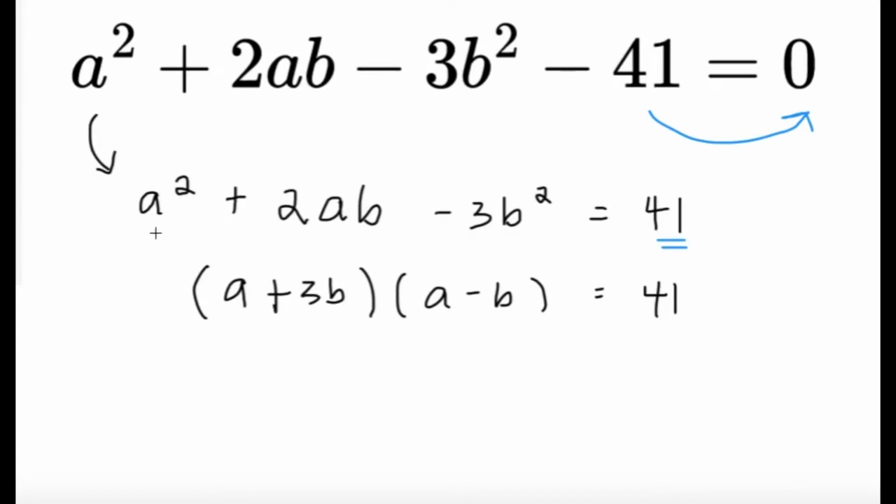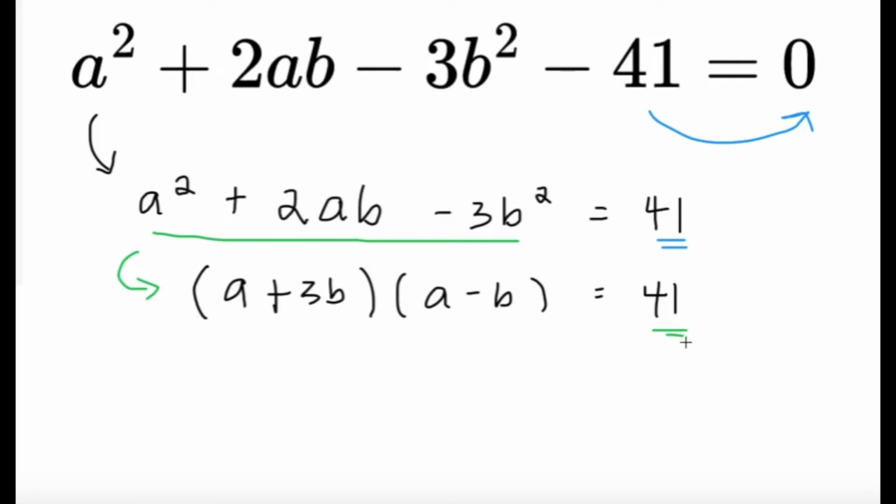And we can factor the left side as desired. We can factor it into a plus 3b and a minus b. You can use any method you like, but just make sure you are able to factor it correctly. Now, having the positive integers restriction is very nice because since a and b are positive integers, we know that a plus 3b must be an integer, so must a minus b. Now, two positive integers multiply to 41. And this will allow us to go check the factors of 41.